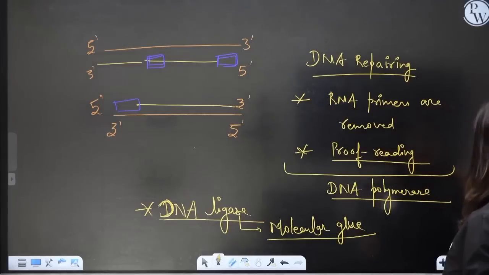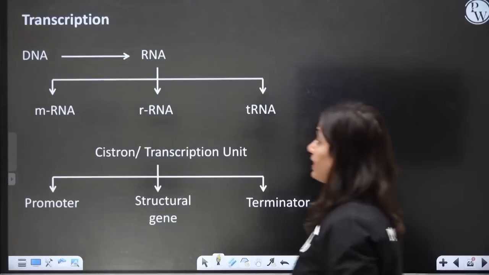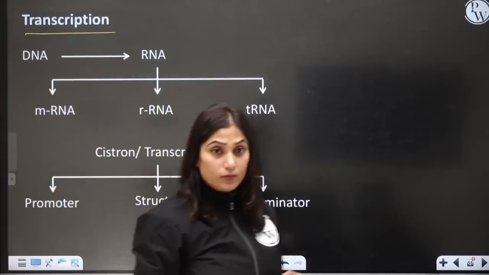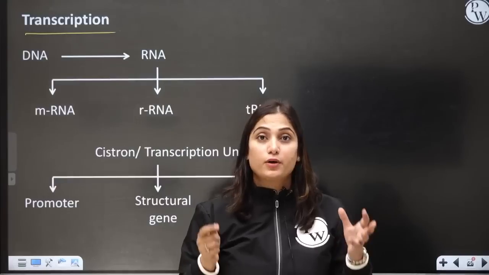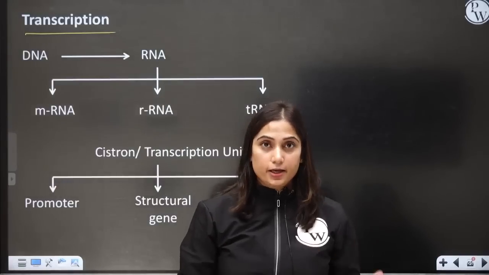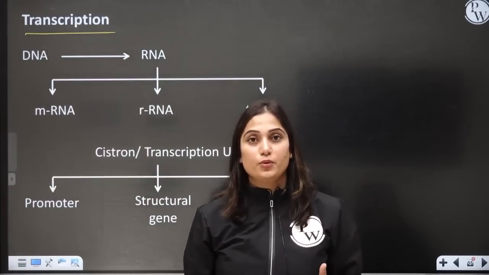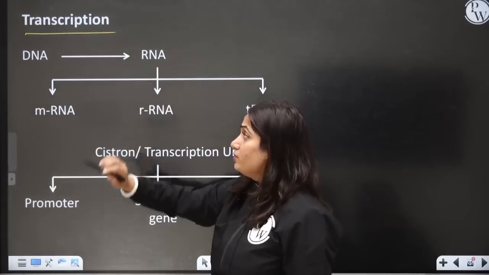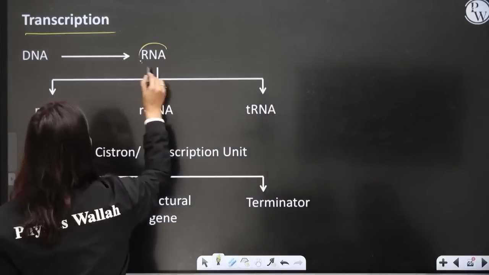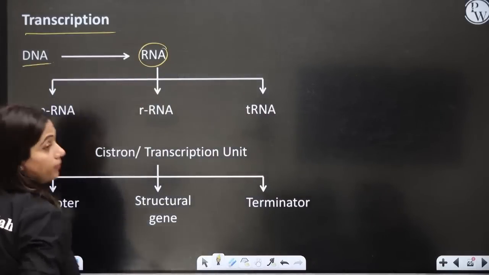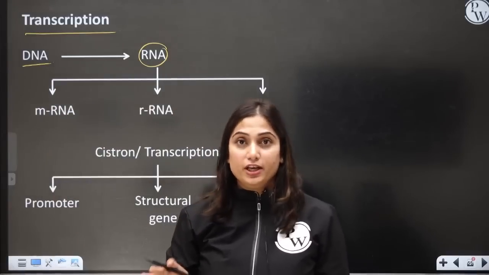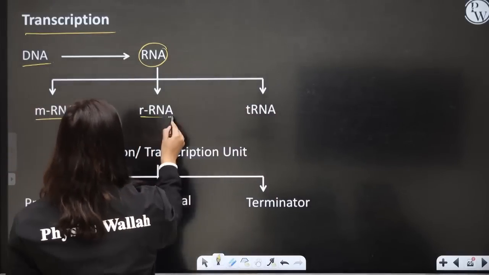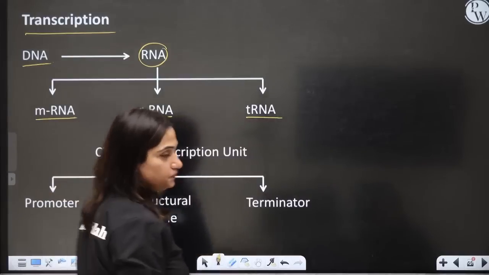Now, after replication, let's go to transcription. Transcription, again, in case of prokaryotes, occurs inside the cytoplasm, but in case of eukaryotes, it occurs inside the nucleus. Transcription means formation of RNA from DNA. Formation of RNA from DNA, any kind of RNA, be it mRNA, rRNA or tRNA.